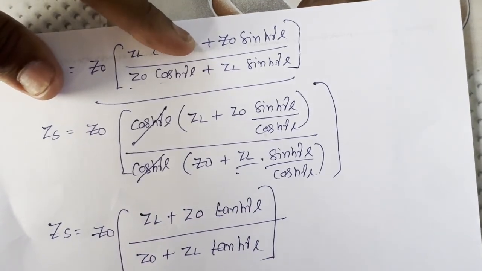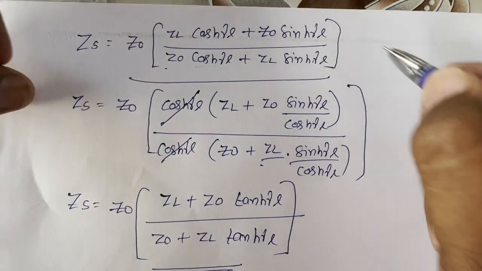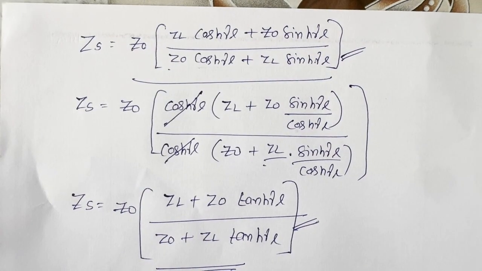It is the simplified expression, and from our derivation point of view we can use this one or this one. This is the expression for input impedance of a transmission line when it is terminated with any load.